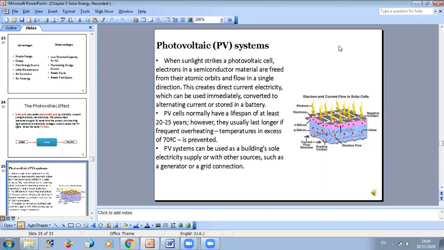PV systems can be used as a building's sole electricity supply or with other sources such as a generator or a grid connection. Now, the main disadvantage of PV cells at first was the very long payback period. We needed a lot of time on the economic side to be satisfied, because it took a very long period before starting to gain, and this has improved with time. Research is ongoing in this field to enhance the efficiency, and by enhancing the efficiency, the payback period will be reduced and these systems will become more viable economically.